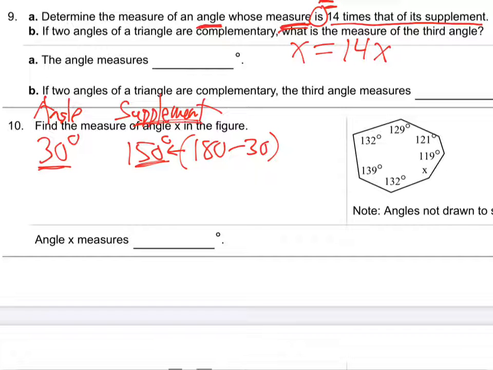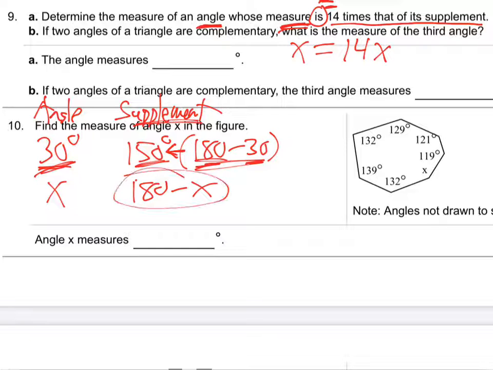You with me? If two angles are supplementary, it means they add to be 180. Complementary had to be 90, supplementary had to be 180. So if you have the first one, 30, you just take 180 minus that, and that gives you the other one. So if the first one is x, what's the supplement? Same thing, 180 minus x. So that's the supplement. So that's what I got to put right here.